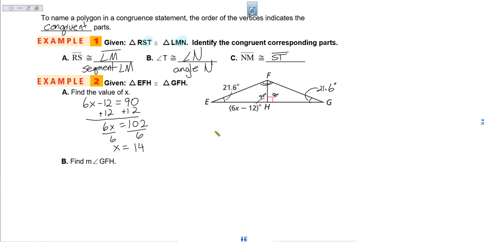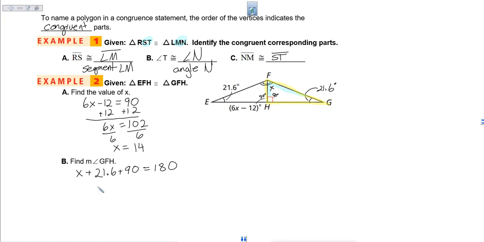Now we are looking for angle GFH. So we are looking for this angle. So we are in a larger triangle here. We're in triangle GFH. And we already know two angles in that triangle. How do we find the missing angle in the triangle? It becomes x, and then we add all of those together. So x plus 21.6 plus 90 equals 180.